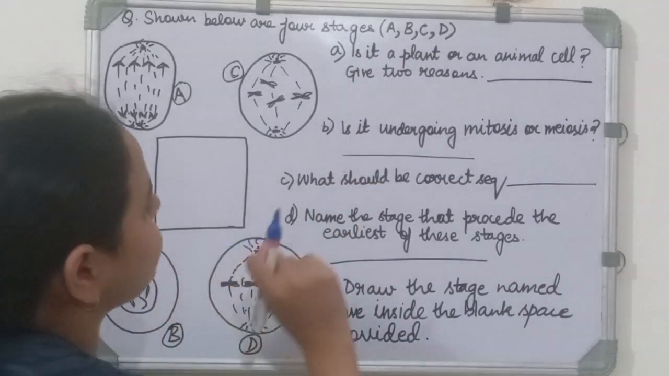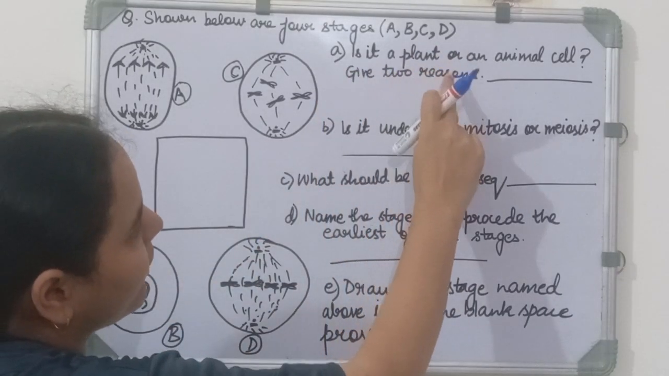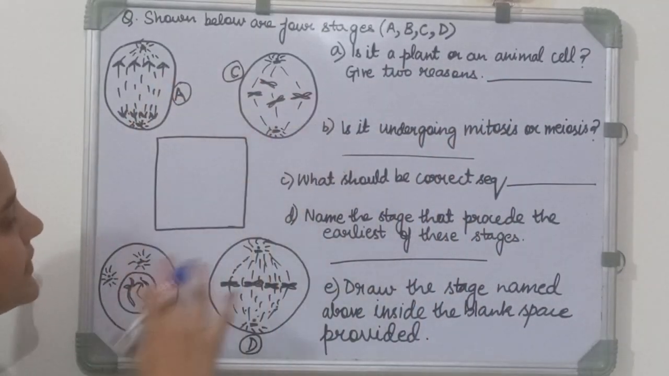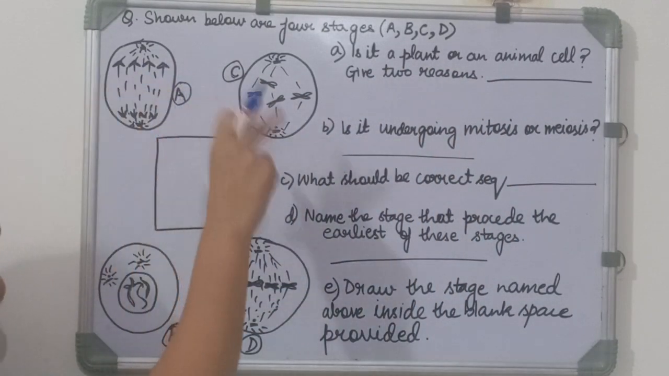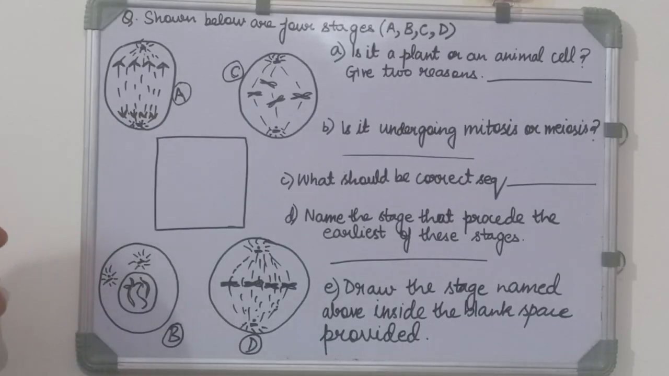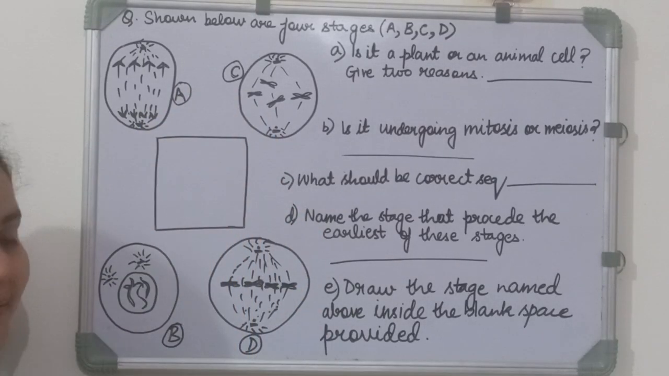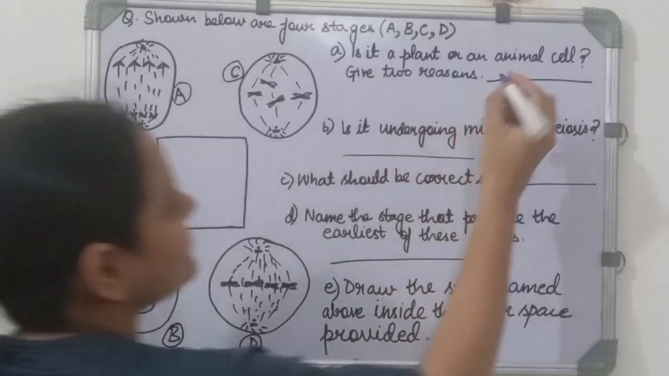So first part says, is it a plant or an animal cell? Give 2 reasons. Okay, so we can clearly see that only cell membrane is present plus centrosomes are present. These centrosomes are absent in plant cell, and plant cells also have cell wall as the outer boundary. So here only cell membrane and centrosomes are present, so it is an animal cell.